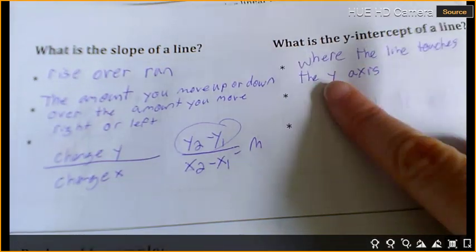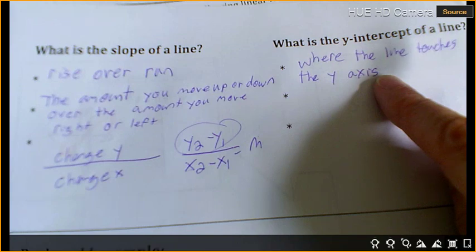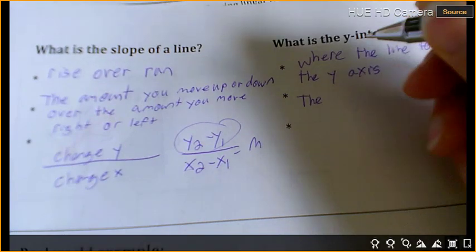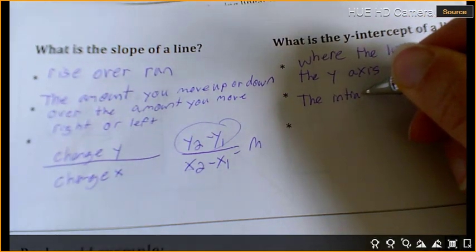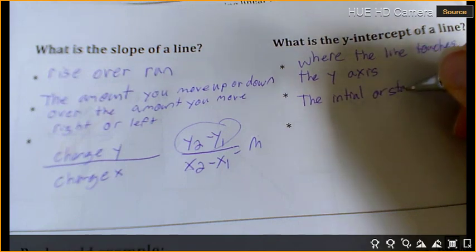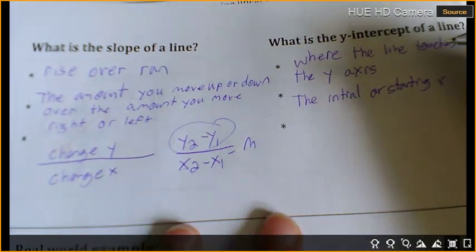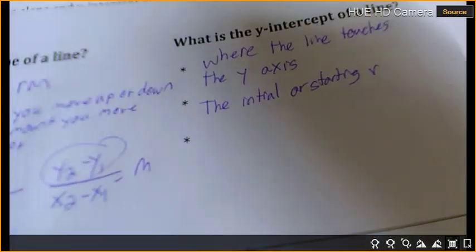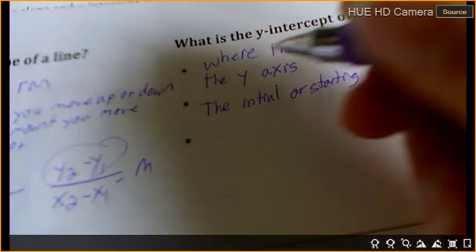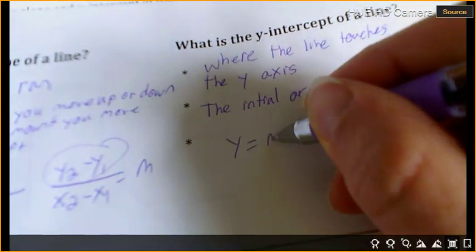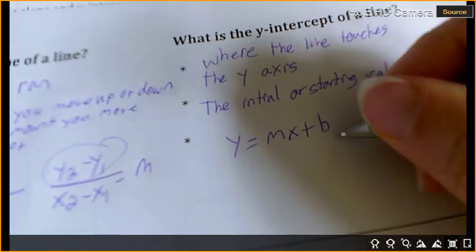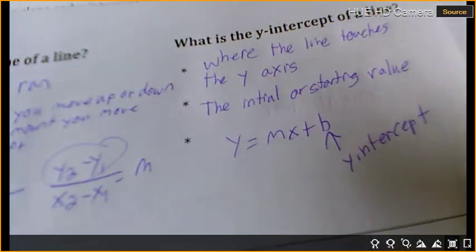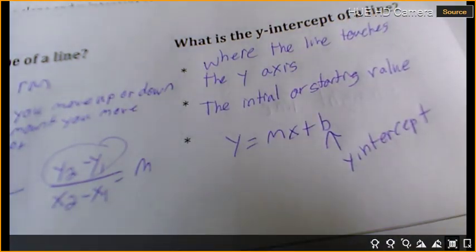Where the line touches the y-axis. Anything else we said for intercept, y-intercept? B value, starting value. The initial value or starting value. Y equals mx plus b. That's the y-intercept. Okay.